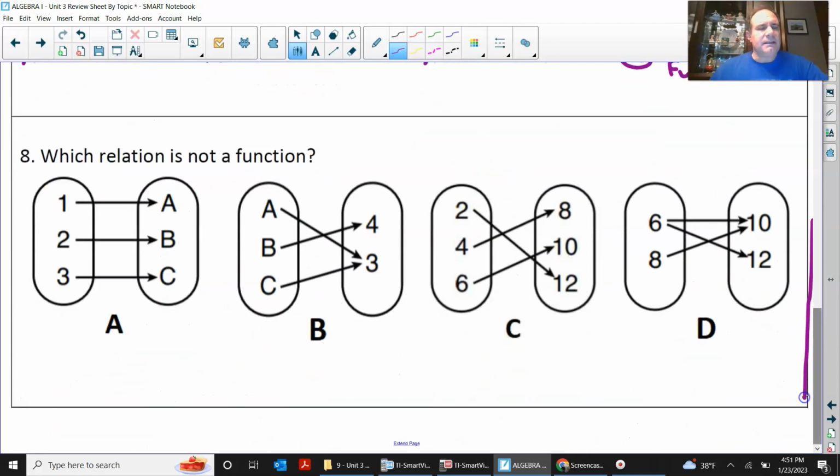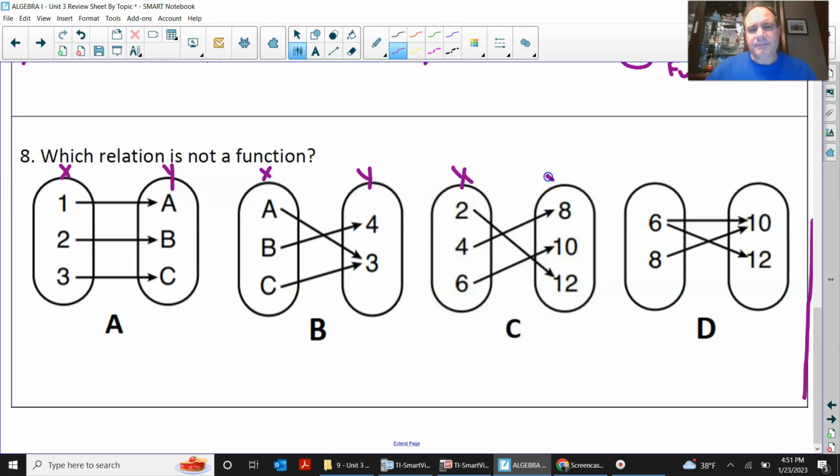And then lastly, number 8, which relation is not a function? These are called mapping diagrams. And the mapping diagram, this is your x and this is your y. Remember, the x is the input and the output is the y.